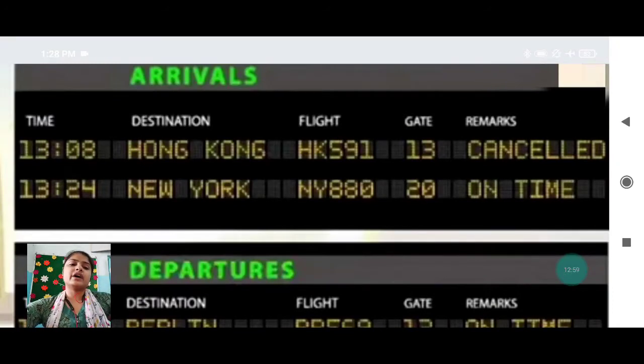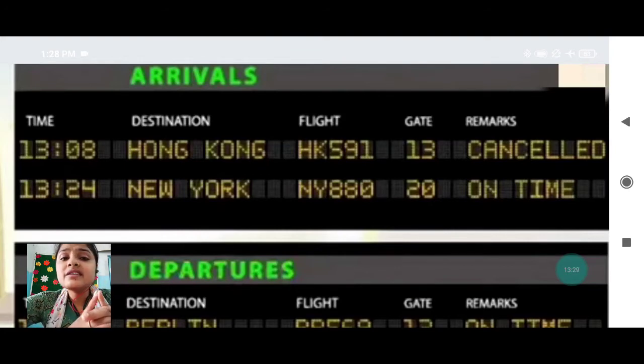Now we are going to move ahead with the 12-hour and 24-hour clock. The 12-hour clock is normally what we use, whereas 24-hour clocks are used in railway stations, post offices, airports, and so many other places. You can see here the arrival and departure timings of the flights written.